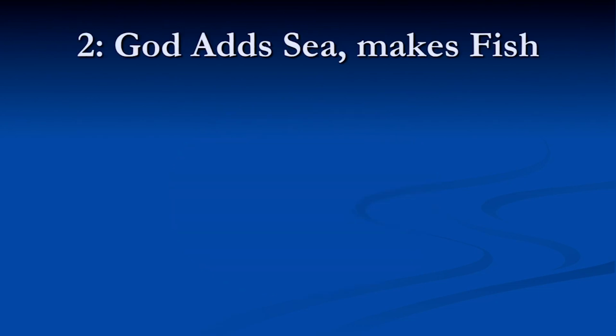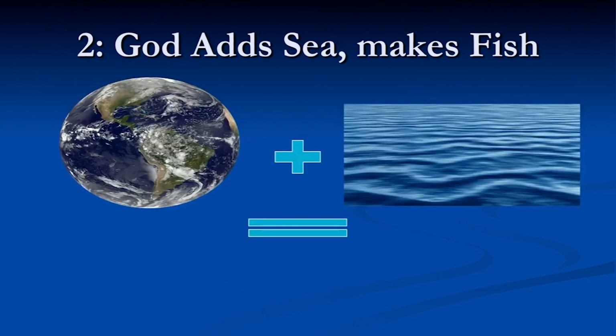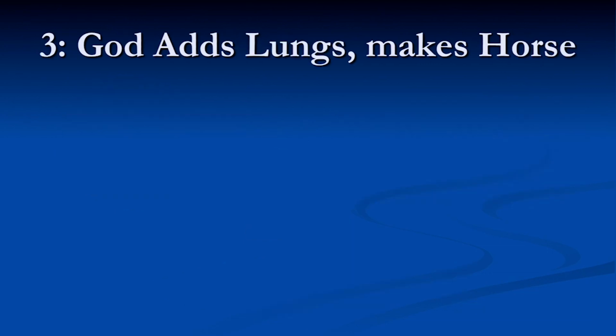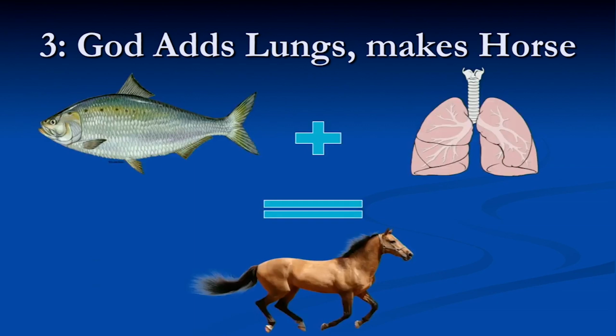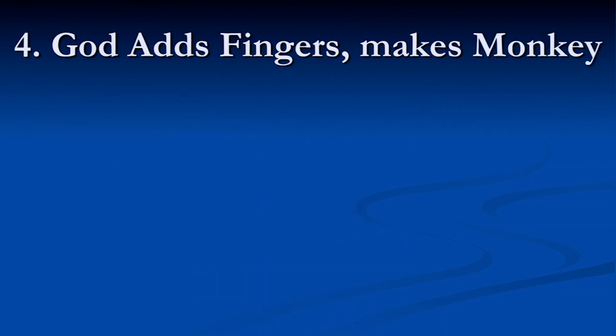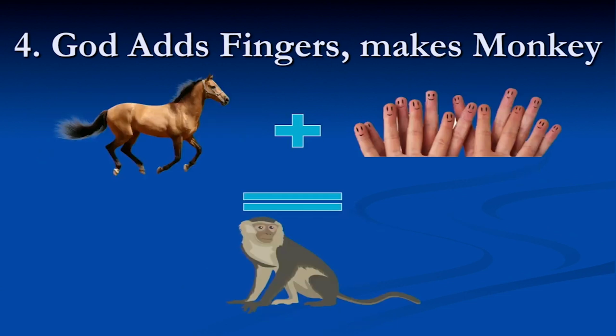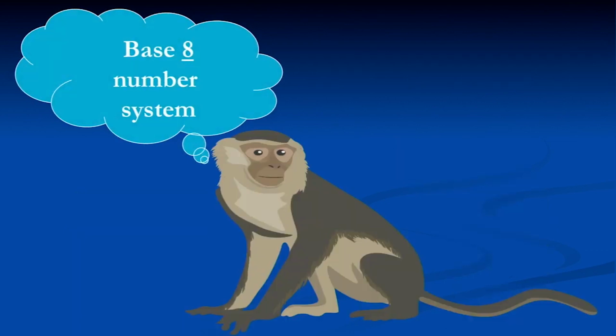And then he's going to add the sea and make fish. That's the second equation he did. The third equation he did is he added lungs to the fish, and he made a horse. And the fourth equation he did here, he added fingers to the horse, and he made a monkey. And the fifth equation, we actually don't even need to go there, because nature sort of took over here. The monkey looked down at its fingers, and he counted 1, 2, 3, 4, 5, 6, 7, 8. And he came up with a base 8 number system.